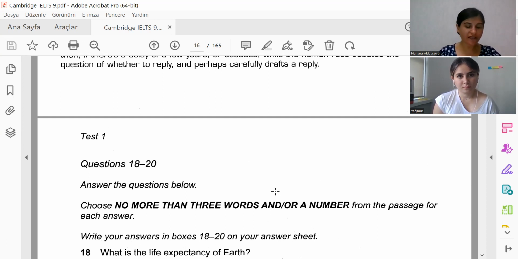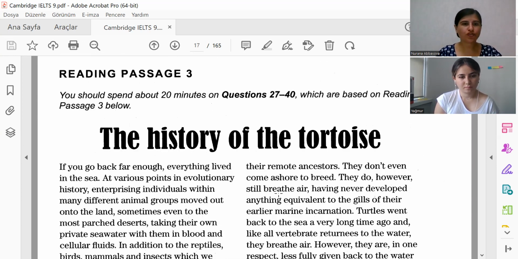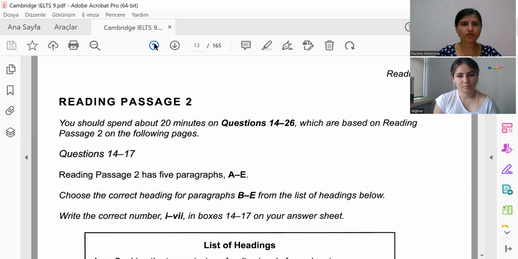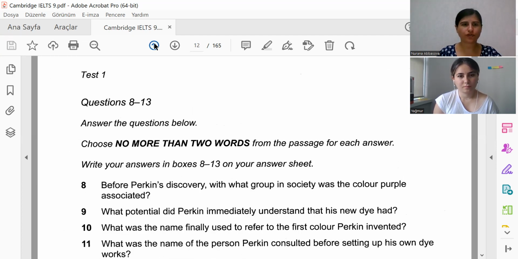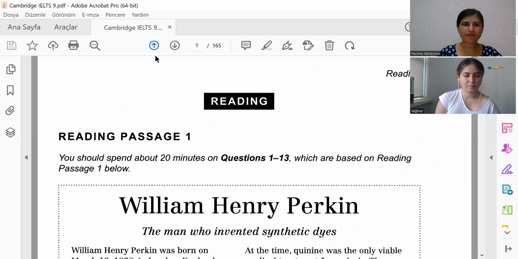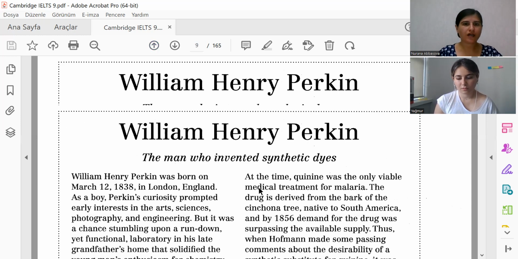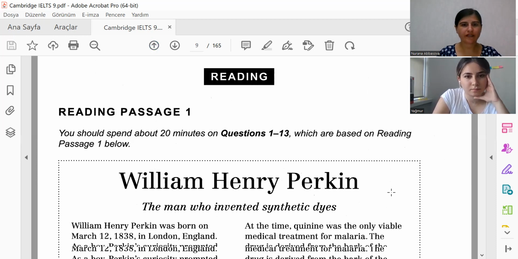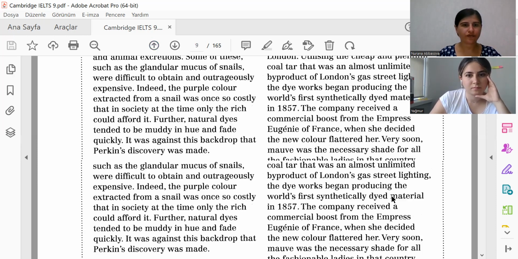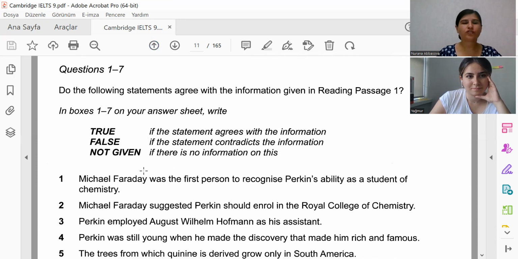Paragraph heading. The next type of question that we have to work on is true, false, not given question. True, false, not given questions you have learned throughout all your English courses, etc. But here in IELTS, we have some little tricks about those questions. Our text is William Henry Perkin. Maybe you have heard his name. He's very famous. True, false, not given.